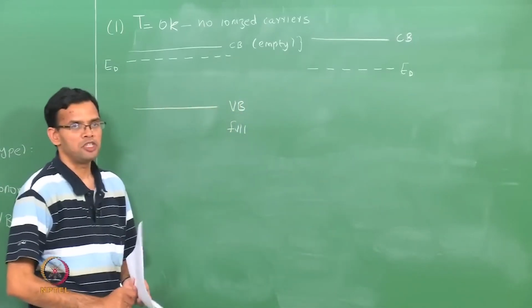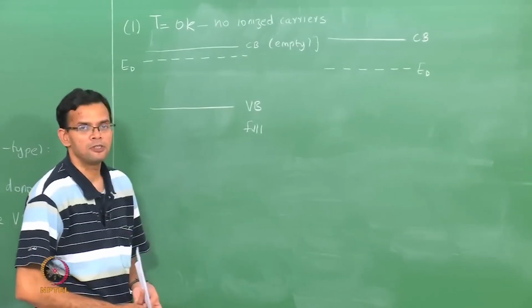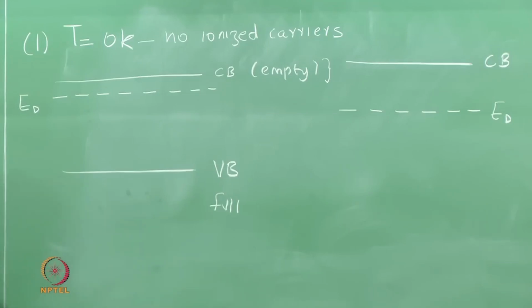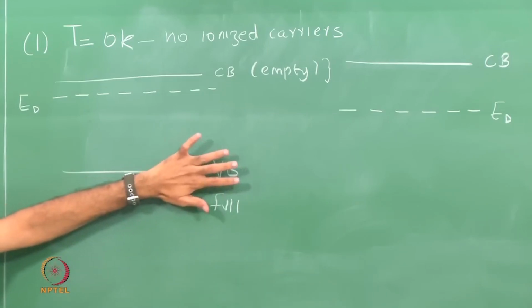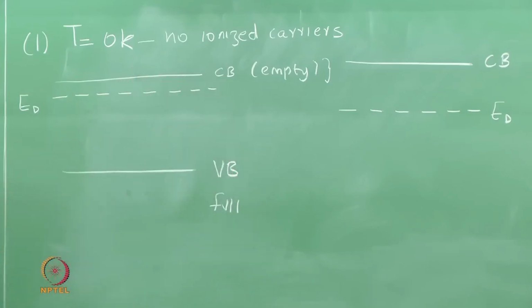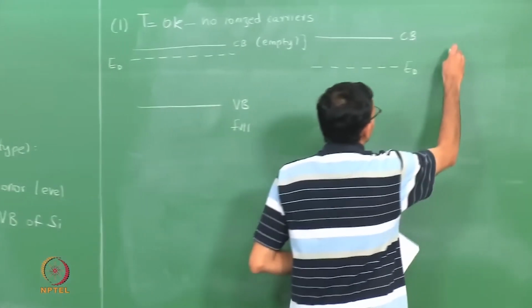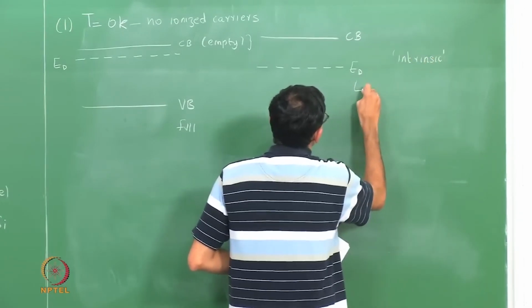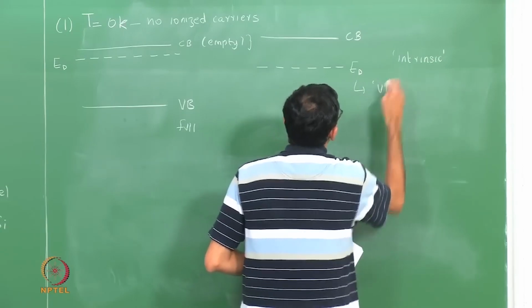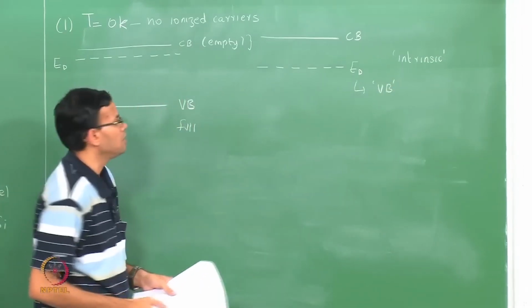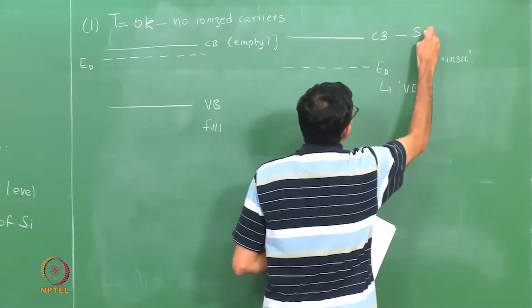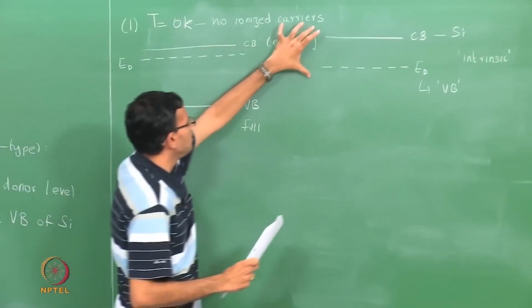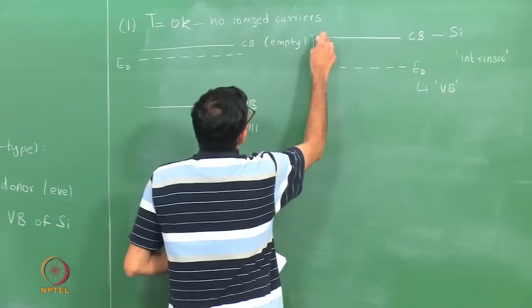At temperature equal to 0 Kelvin and at temperatures very close, you are going to have a negligible number of electrons coming from the valence band. So, we can ignore the valence band totally and think of this as an intrinsic semiconductor, with the donor level acting as your valence band and the conduction band being the conduction band of silicon. So, all I have done is just expand this portion here.